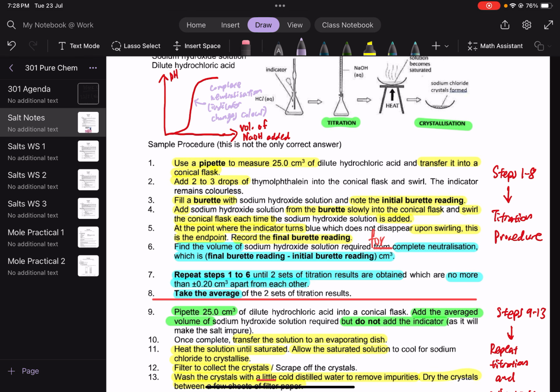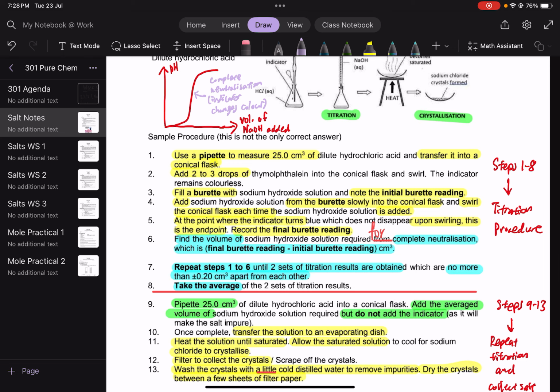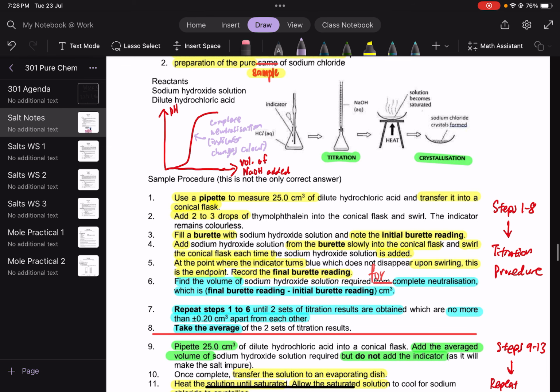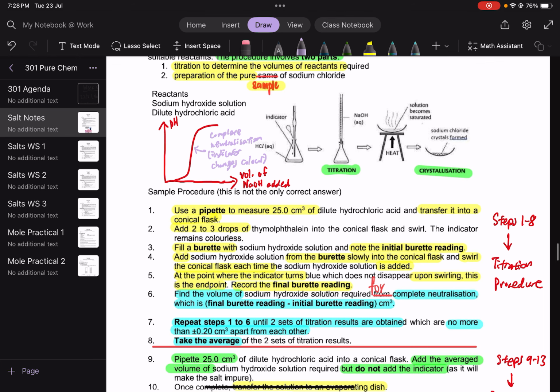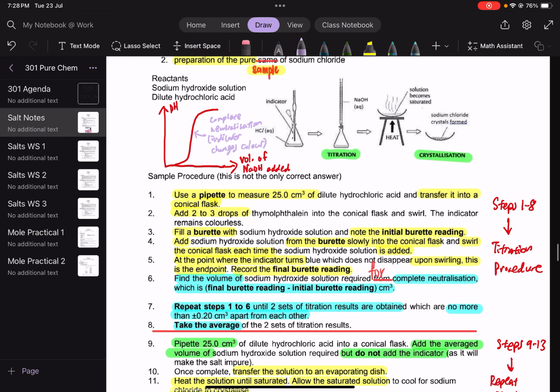The indicator will change from colorless to blue once the endpoint of the titration is achieved, as there will be a drastic change in pH during complete neutralization, which causes the change in color. This can be seen in the pH graph that I drew on the top left corner of this sample procedure. As you can see, this drastic change in pH will cause the color change for the indicator that we use in titration. We will now obtain the final burette reading, and the volume of sodium hydroxide used can be calculated by subtracting the initial reading from the final reading.